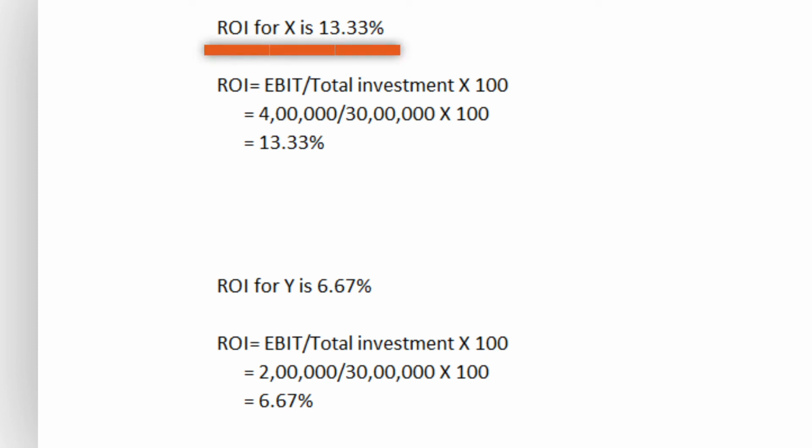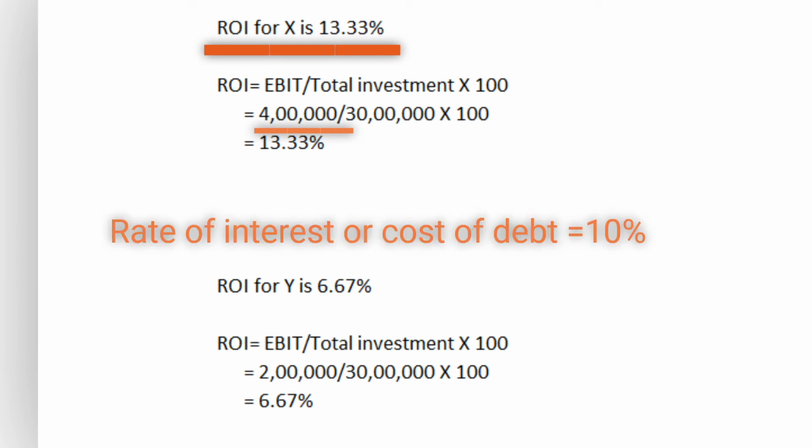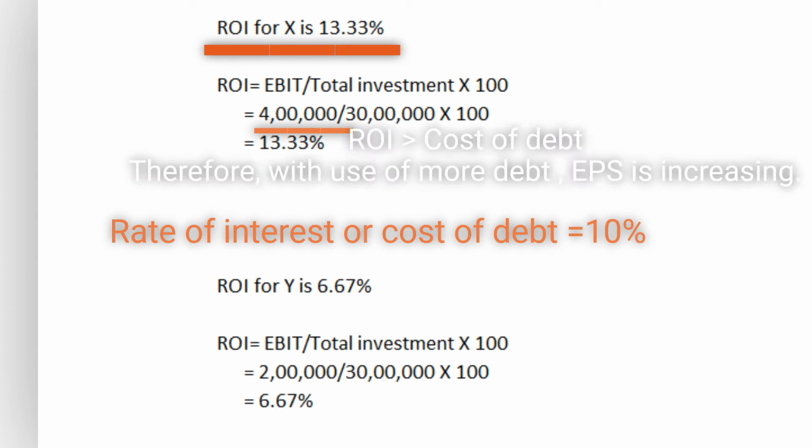Students, so it clearly shows that in company X, ROI was 13.33% because EBIT was 4 lakh, right? And rate of interest or cost of debt was 10%. Since ROI was greater than cost of debt, EPS was increasing with use of more debt in the capital structure.